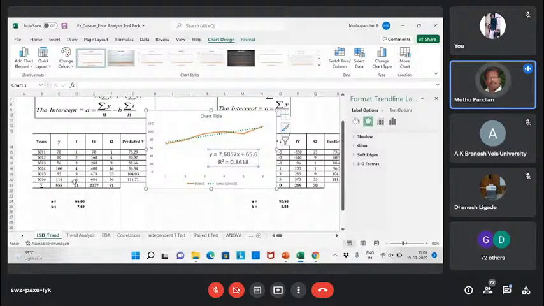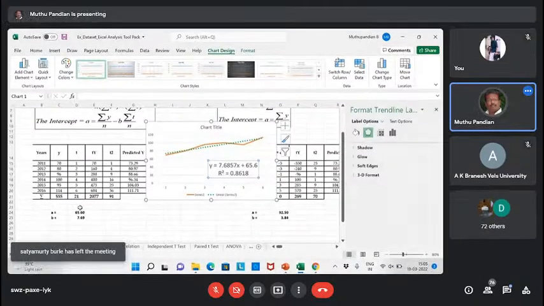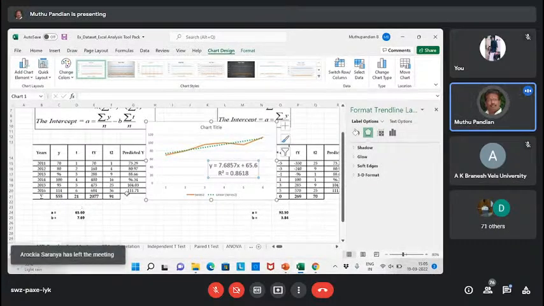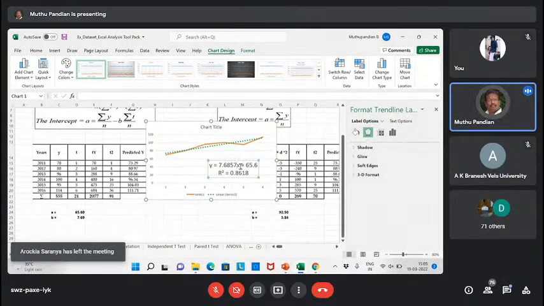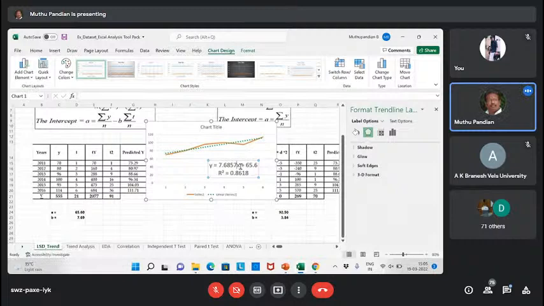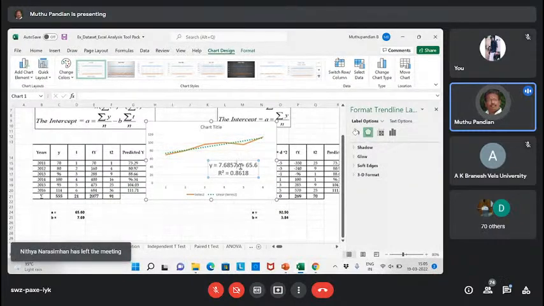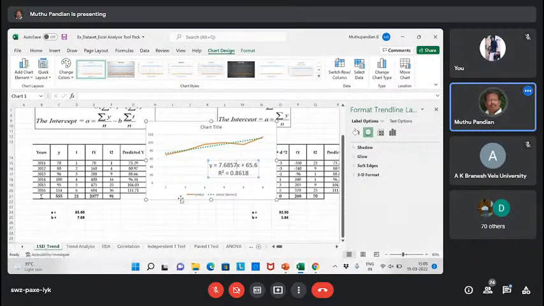For 2018, what is the x value? The x value for 2016 is 6, so the x value for 2018 will become 8. In this equation, you substitute 8 and you will get the 2018 value. But in Excel, you need not bother about it. The machine itself will calculate. I will show you. Okay, go to the next sheet.